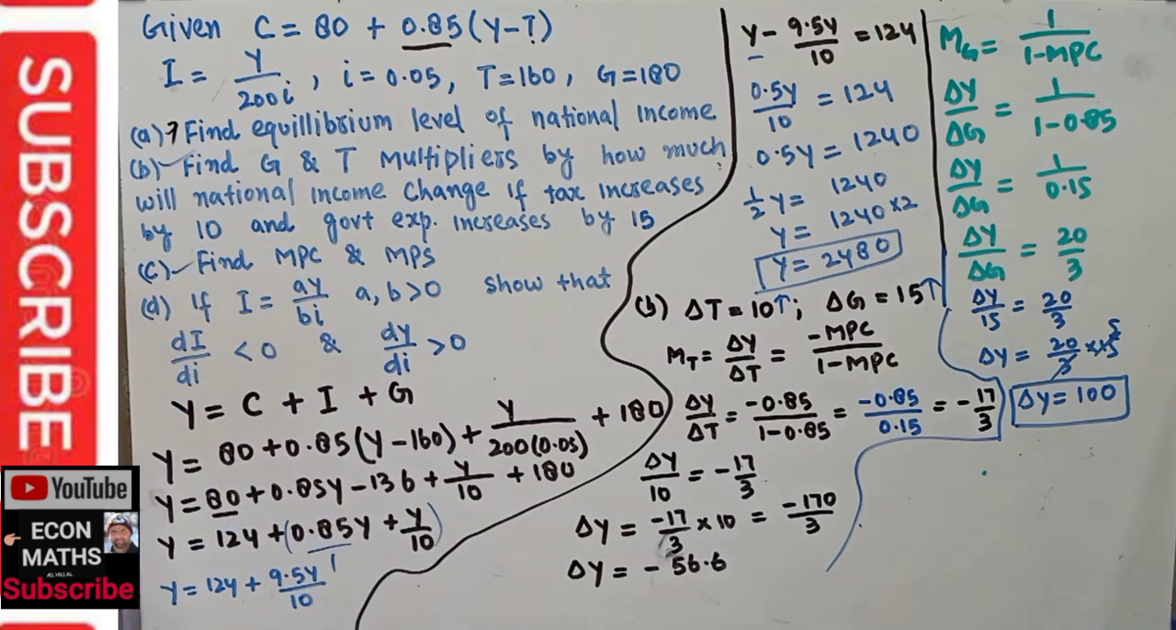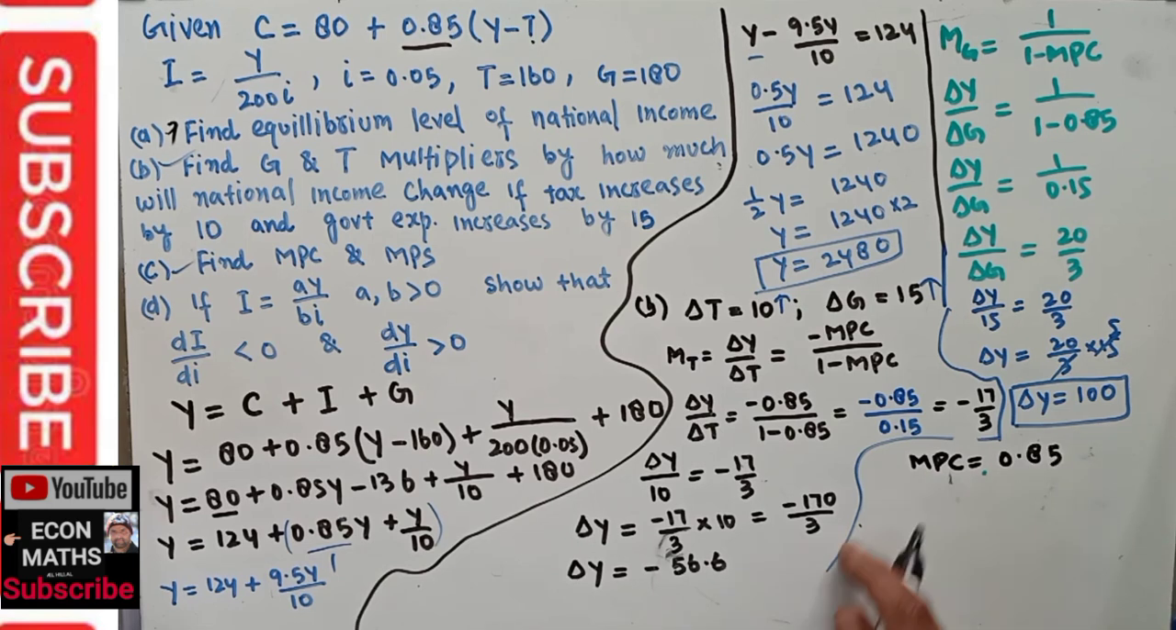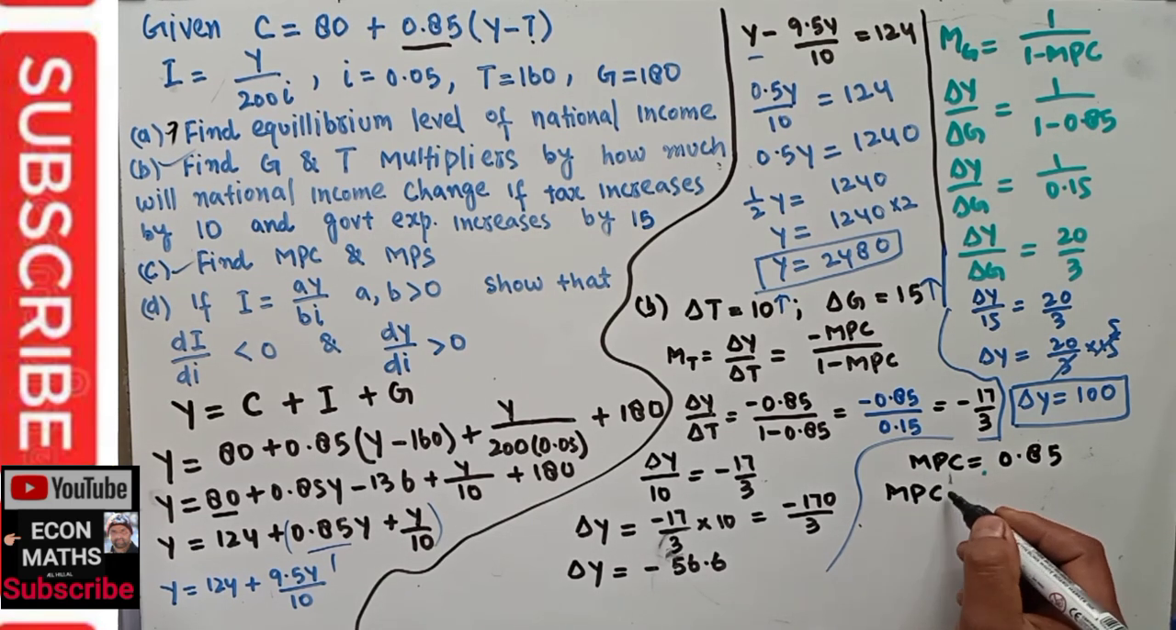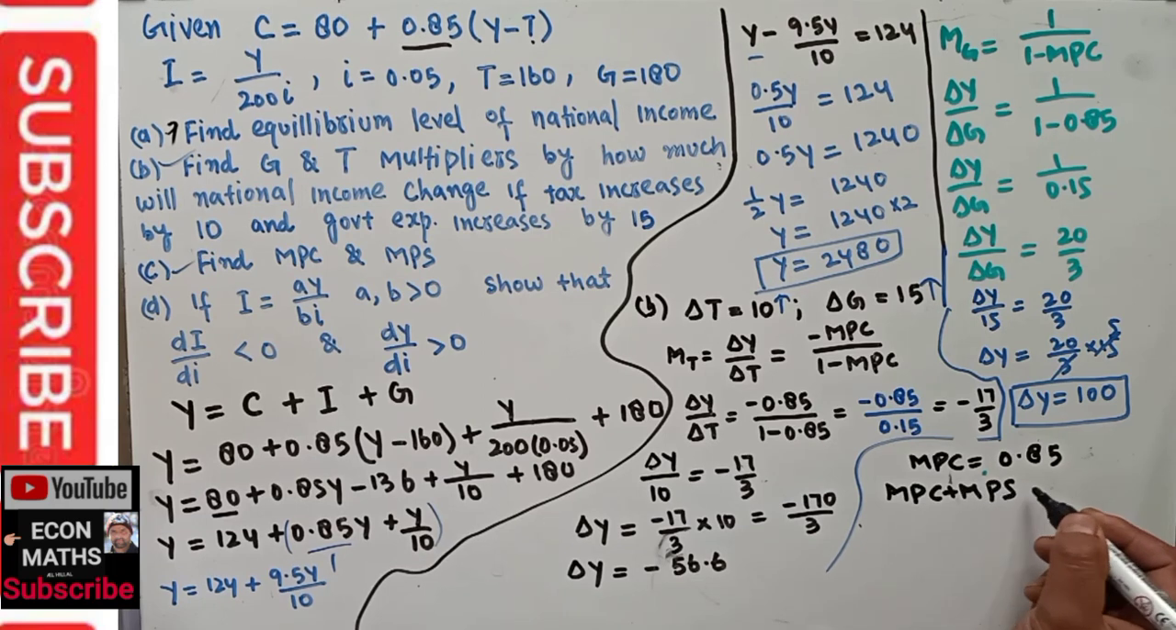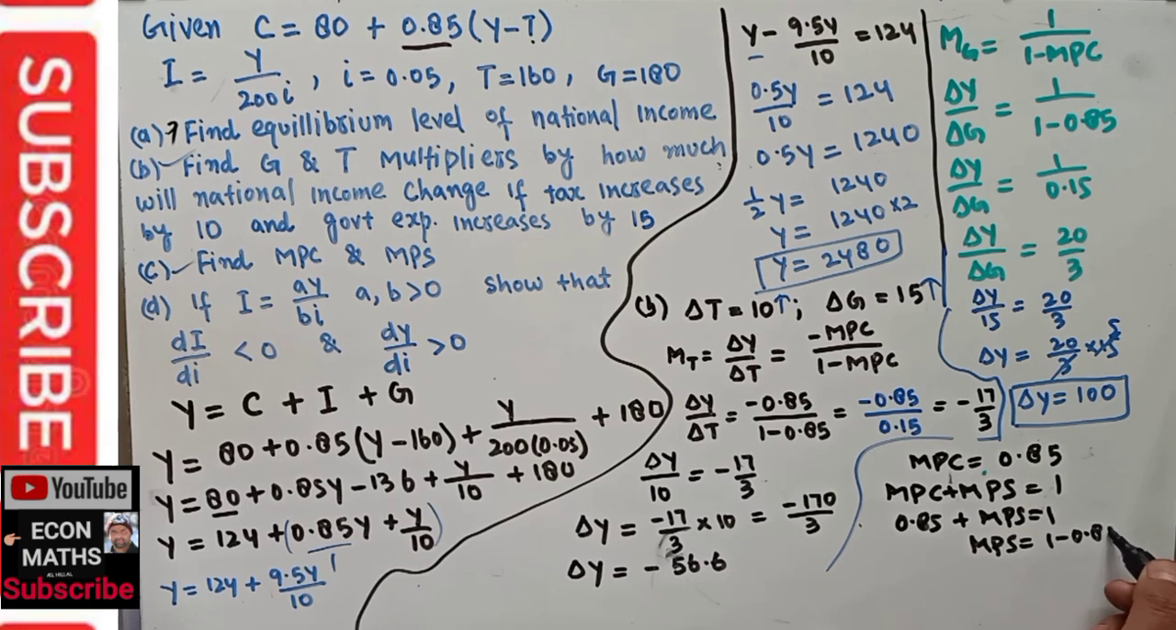Okay, so MPC, we know MPC is simply marginal propensity to consume, how much we consume when there is an incremental increase in the income. So our MPC is equal to 0.85, and MPS, we know the relationship MPC plus MPS is equal to 1. MPC is 0.85, plus MPS is equal to 1, or MPS will be equal to 1 minus 0.85. That gives us marginal propensity to save will be equal to 0.15.